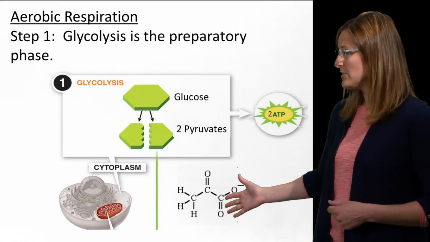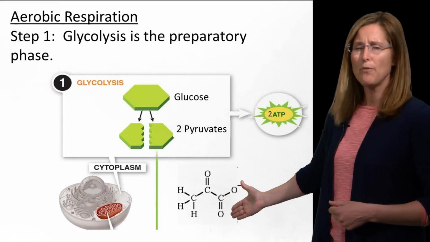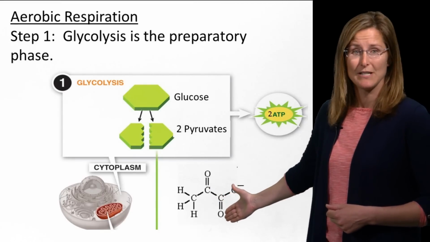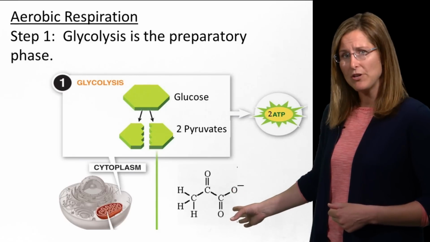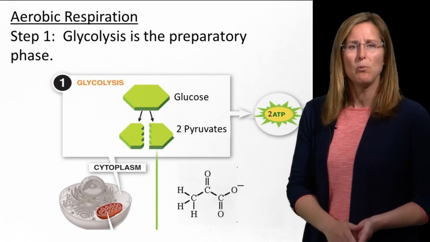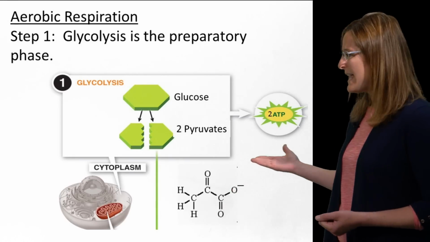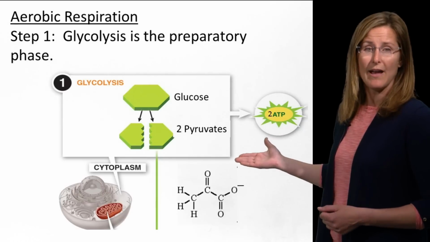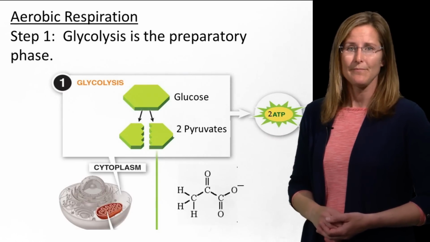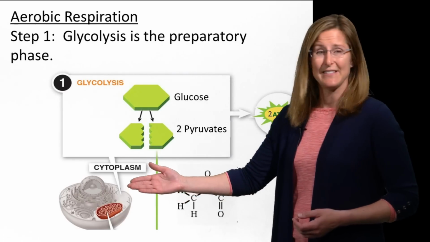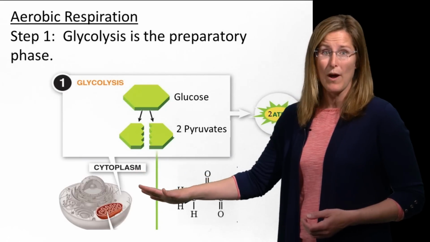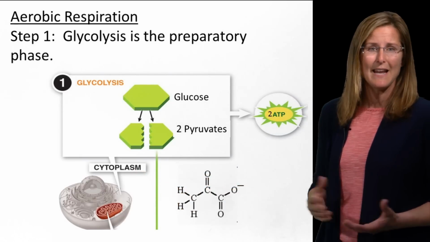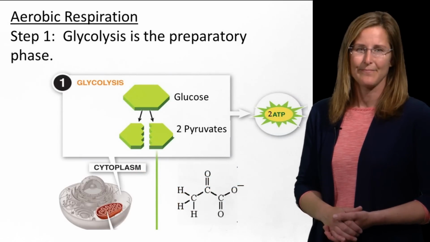The two pyruvates look like this. There's 3 carbons, 3 oxygens, and 3 hydrogens. Because the carbohydrate is broken down into 2 more stable molecules, a small net gain of ATP is derived from this reaction. Glycolysis occurs in the cytoplasm of the cell and doesn't require anything other than enzymes and ATP to facilitate it.